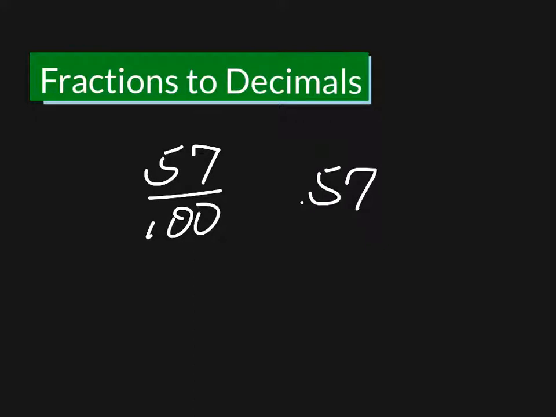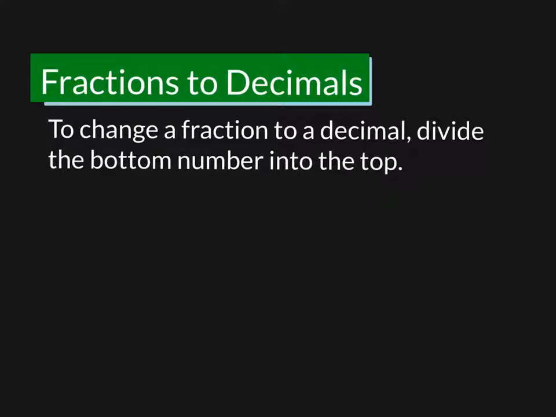But what about fractions that are not over 10 or 100 or 1,000 and so on, like 1/5? How do we find the equivalency of these fractions if we want to write them as decimals? To change a fraction to a decimal, what you do is divide the bottom number into the top. So 1/5, for example. To convert that to a decimal, we're going to divide the bottom number, 5, into the top. So let's set it up for long division.